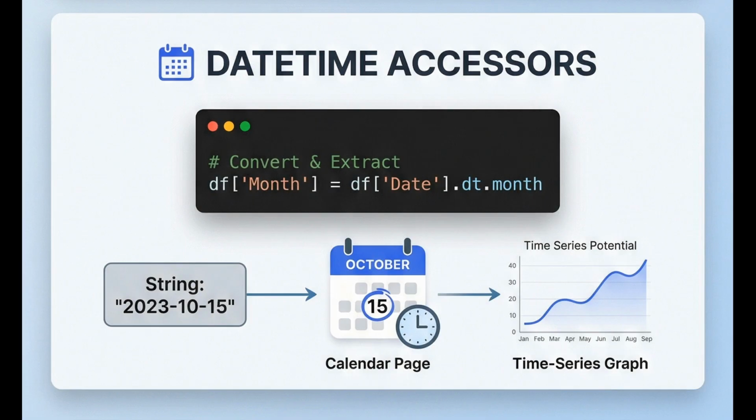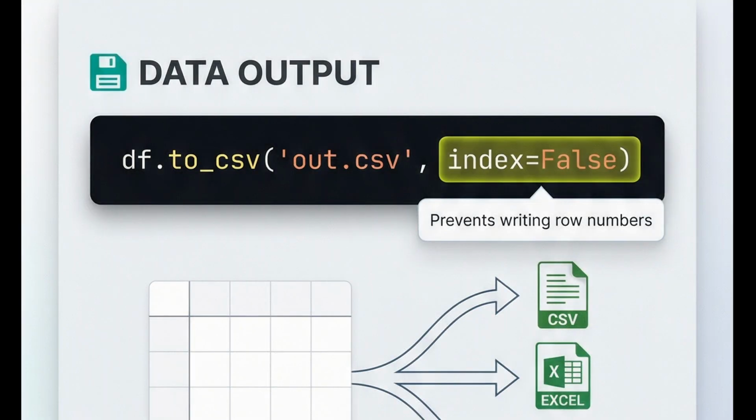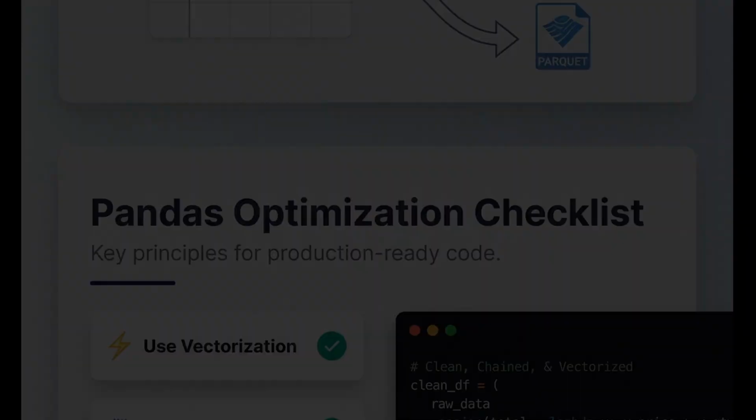Convert dates using to_datetime. Then use the dt accessor to extract year, month, or day. This unlocks powerful time series features like resampling and window functions. Export your results to CSV, Excel, or JSON. The syntax mirrors the read functions. Remember to set index equals false if you don't need to save the row numbers.